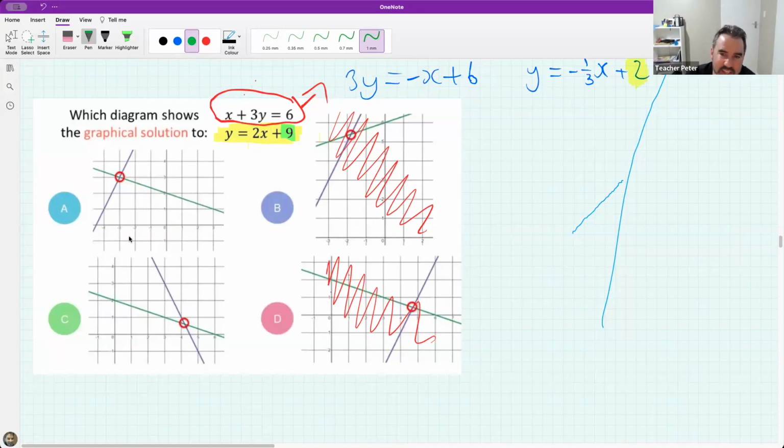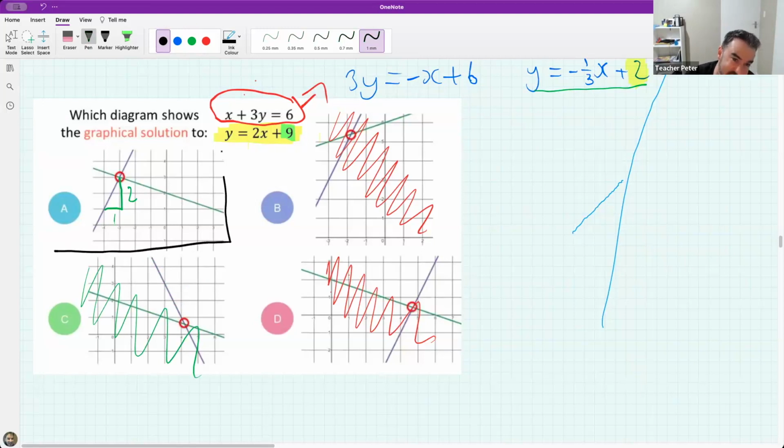Now, I need the one to have a gradient of 2. So this goes 1 across and 2 up. So that's fine. This one over here has a negative gradient, and it goes up. Because this has a negative gradient, it has to go with this one over here, but it's not going through at plus 2. So I'm crossing this out. The correct answer, and this was a difficult question, is A.